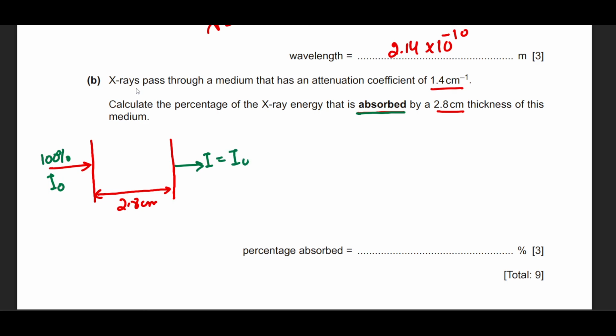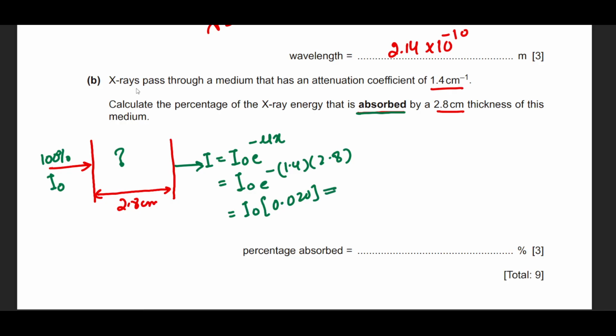So I is equal to I naught e raised to the power minus mu x. This tells you how much you are going to get back. If I can get what is going to come back to me, or what is being received, I can figure out how much is actually being absorbed or lost in the sheet of tissue. So let's replace I naught and e raised to the power negative of 1.4 into 2.8. Since everything is in centimeters, I don't have to convert anything. This answer comes out very small, I naught into 0.020, which roughly narrows down to 2% of I naught.